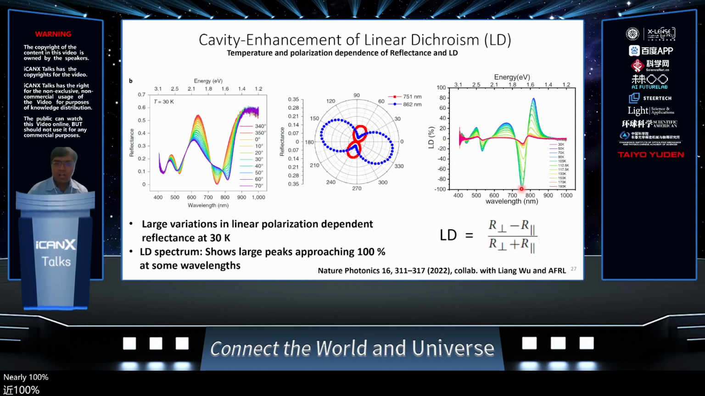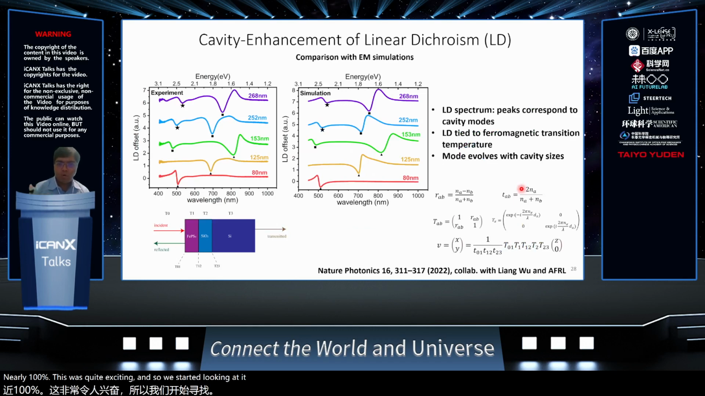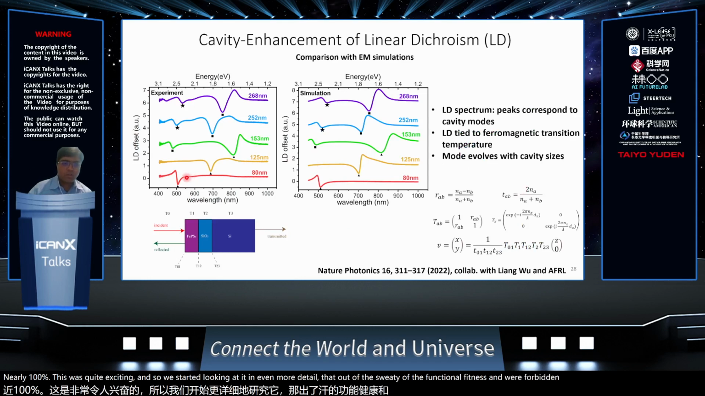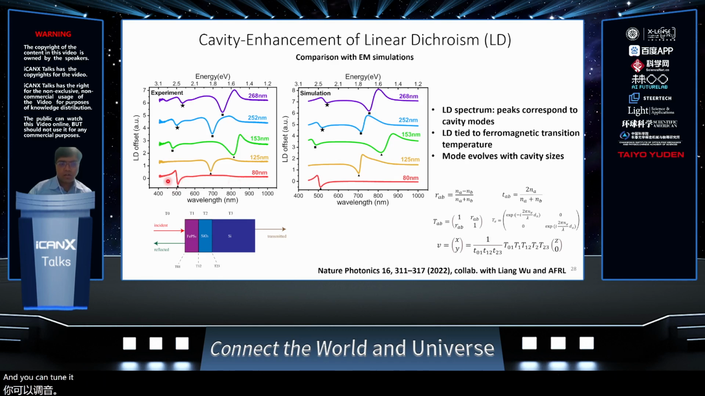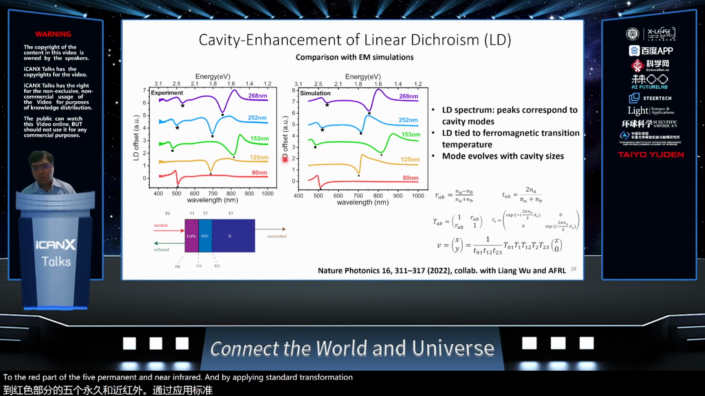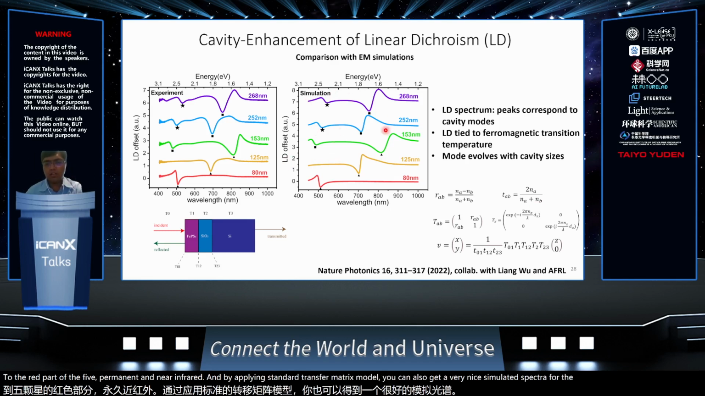This was quite exciting. And so we started looking at it in even more detail, at how this varies as a function of thickness. We were further able to confirm that as a function of thickness, you can actually tune this linear dichroism, and you can tune it spectrally. You can take it all the way from the blue part of the spectrum to the red part of the spectrum and near infrared. And by applying a standard transfer matrix model, you can also get a very nice simulated spectra for the same, showing that indeed what we are seeing is coming from standard optical cavity effects.